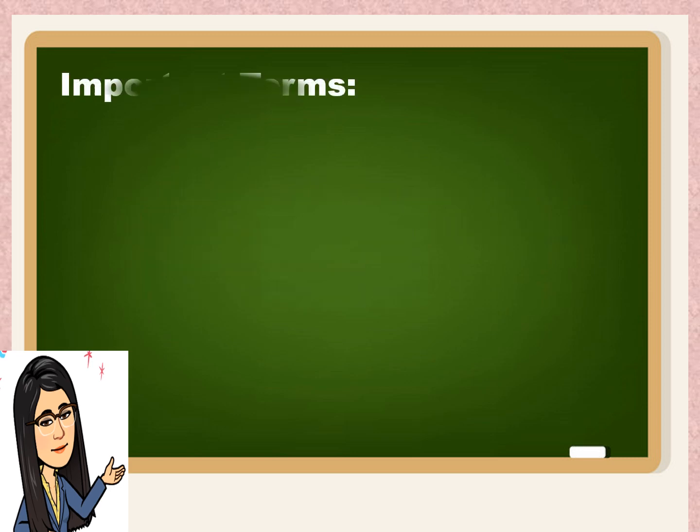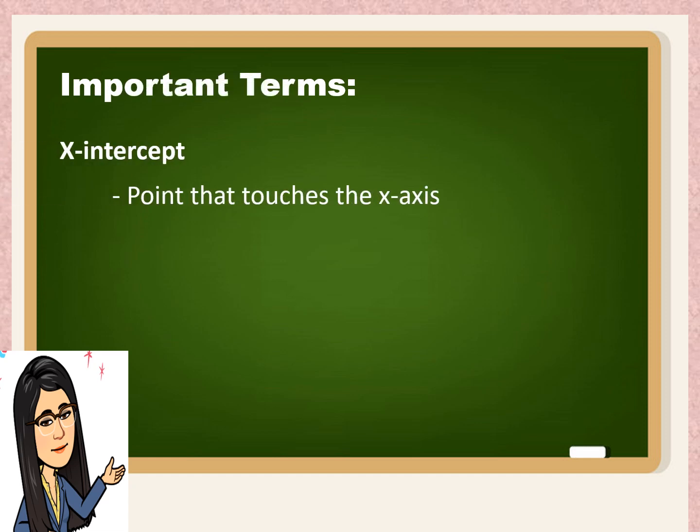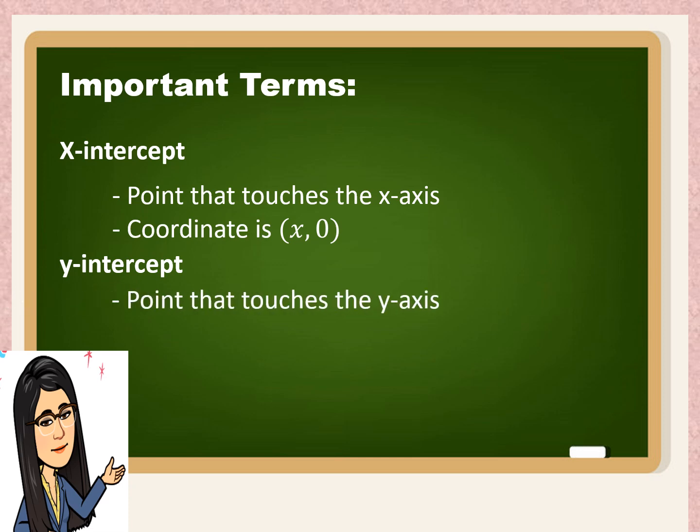Another term is the x-intercept. It is the point that touches the x-axis, or the horizontal line of our Cartesian plane. Its coordinate is (x, 0), meaning the value of y is 0. On the other hand, we have the y-intercept. It is the point that touches the y-axis. Its coordinate is (0, y), meaning the value of x is 0.